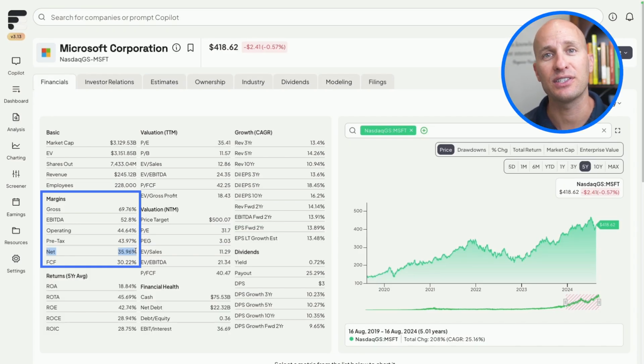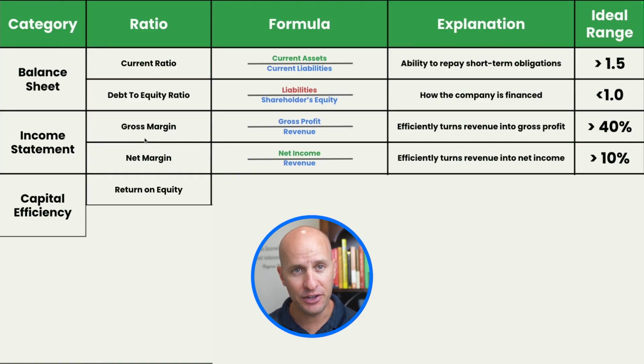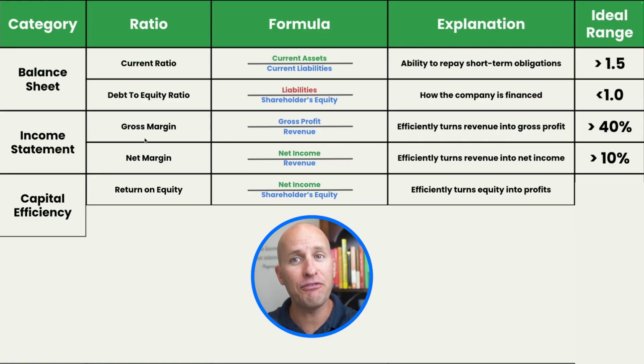That brings us to ratio number 5, which is a ratio that's used to measure the company's capital efficiency. This ratio is called return on equity, and the formula here is net income divided by shareholders' equity. This number reveals how efficiently a company turns its equity into profits, and an ideal number for a company to reach is any number over 15%.